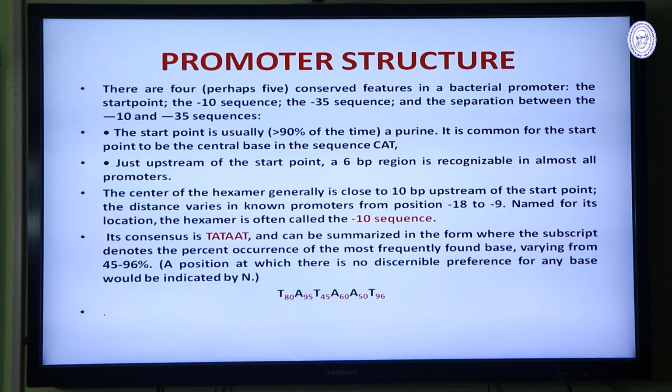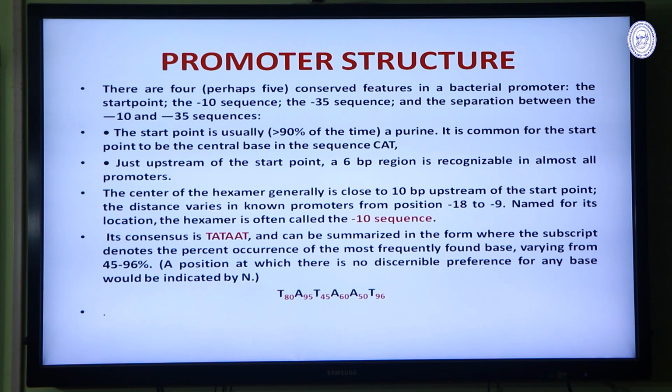For more than 90% of cases it is a purine. It is common for the central base of the start point to be CAT, so one adenine that is flanked by 2 pyrimidine residues. Adenine is the purine; cytosine and thymine are the pyrimidine residues.